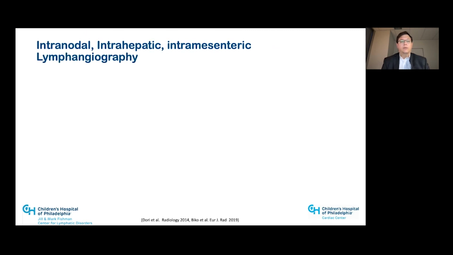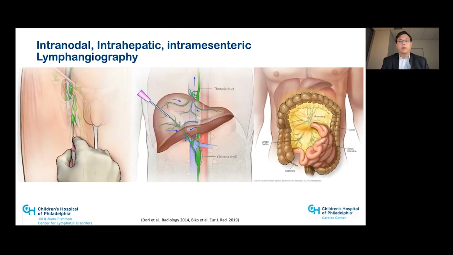To do that, we use what's called an MR lymphangiography-based technique. Here are some schematic representations of the three main areas that we access, which are the main contributors of lymphatic flow throughout the body. On the left is an inguinal lymph node, in the middle panel are the liver lymphatics, and on the right are the mesenteric lymphatics. Between these three areas, we see approximately 95% of the flow that goes to the central lymphatic system. We access these areas under ultrasound and place small 25 gauge needles in them, which allow us to do our further imaging.